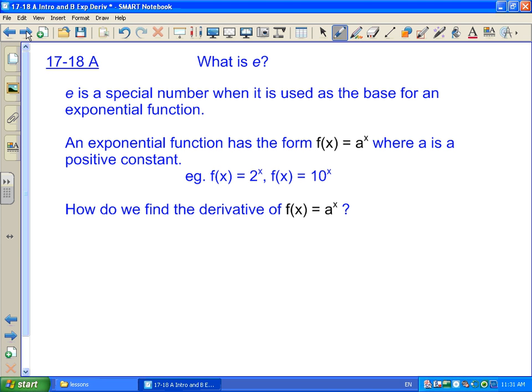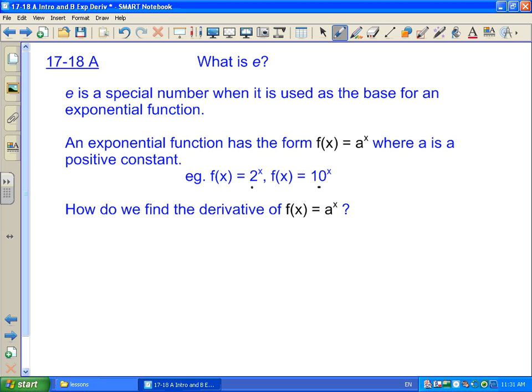Just to refresh your memory, an exponential function has the form f(x) = a^x, where a is a positive constant. So a is just some number. In the two examples here, I've done a = 2, so I'm using 2 as my base, and a = 10, so I'm using 10 as my base.